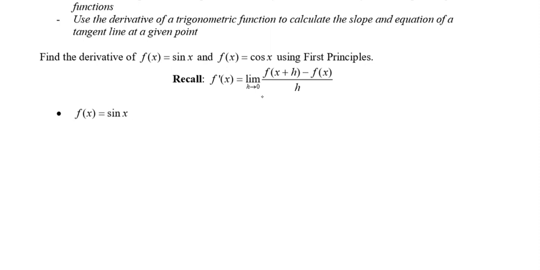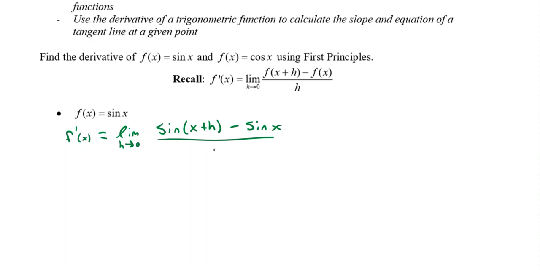So for sine x, we're going to be setting it up like this. f prime of x is equal to the limit as h approaches 0 of sine of x plus h minus sine x, over h. Okay, so remember how that works, because it's f of x plus h. Now that our function is sine, that's why it looks like that.